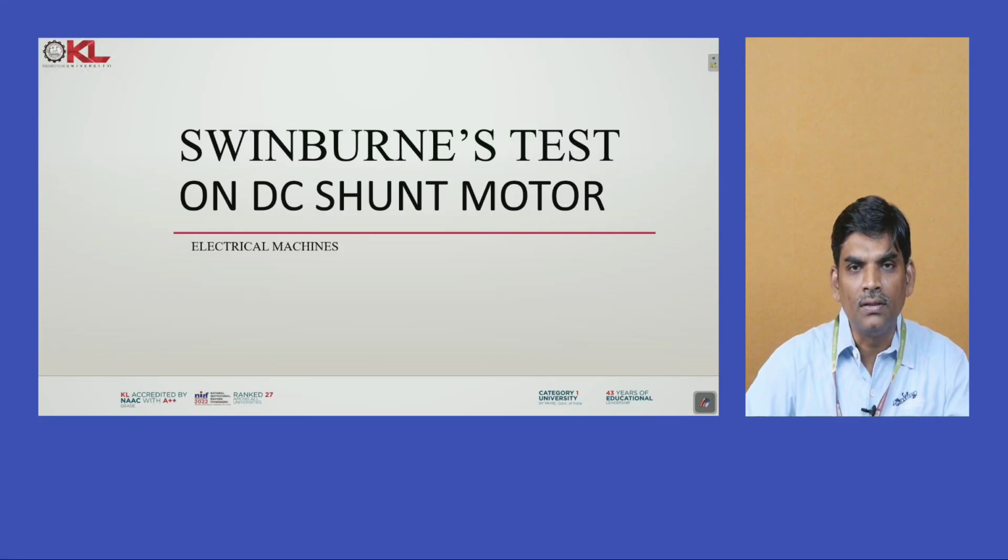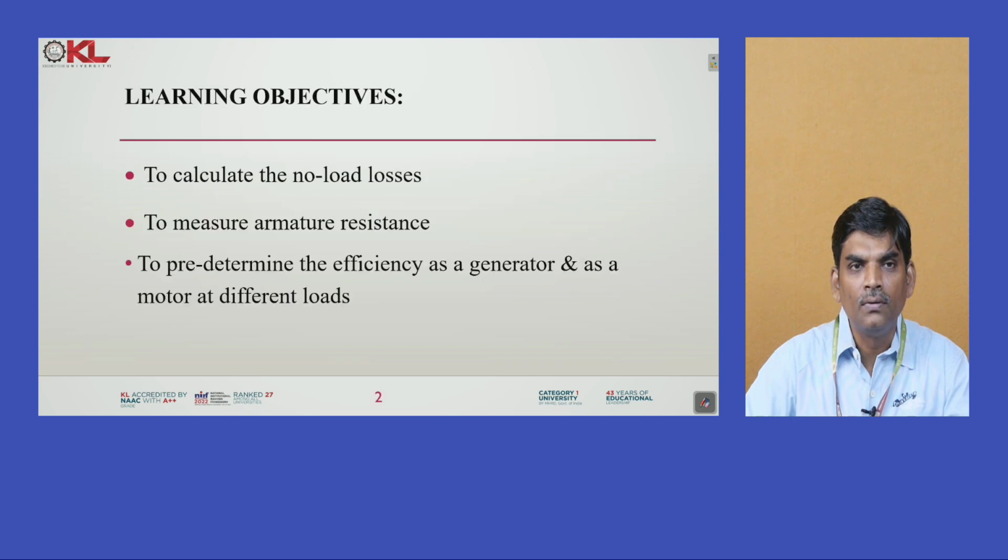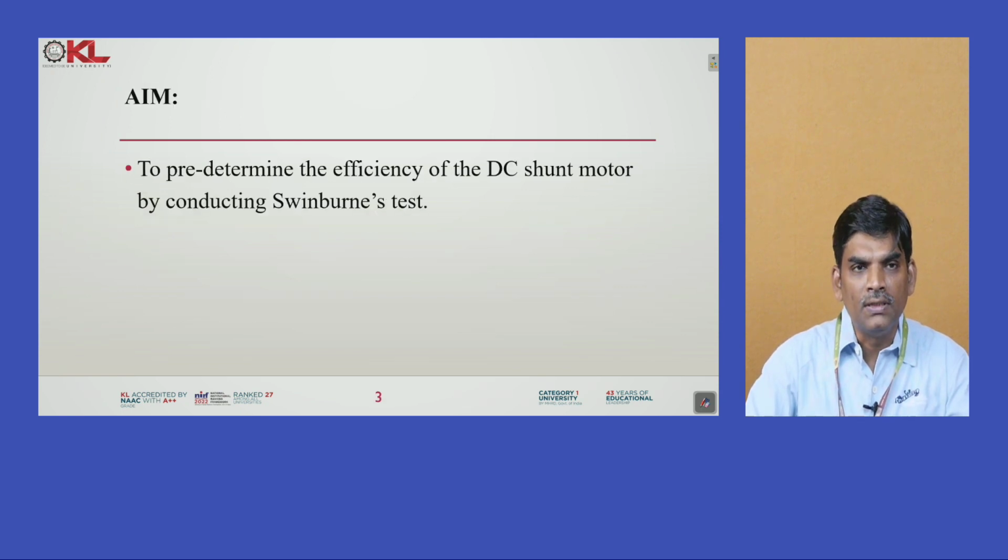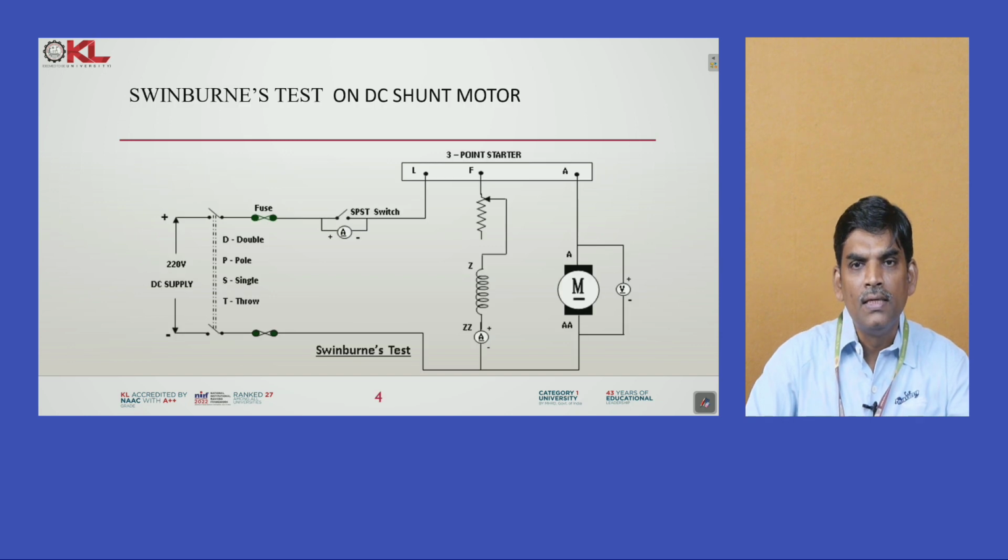Today I am going to explain the Swinburne's test on a DC shunt motor. The main objective of this test is to calculate the no load losses, measure the armature resistance, and determine the efficiency as a generator and as a motor at different load conditions. So this is the aim of this experiment: to predetermine the efficiency of the DC shunt motor by conducting Swinburne's test. This is the circuit diagram for the Swinburne's test.